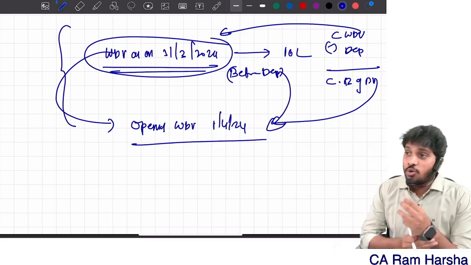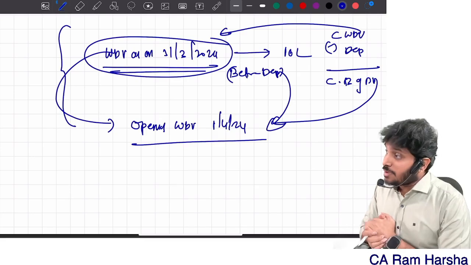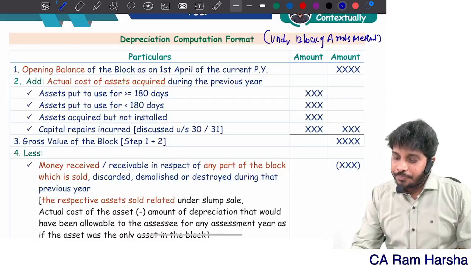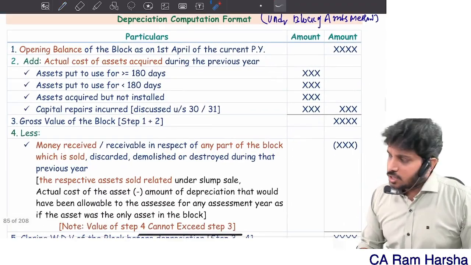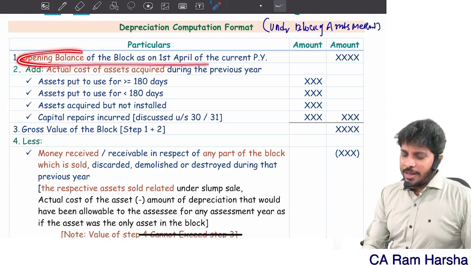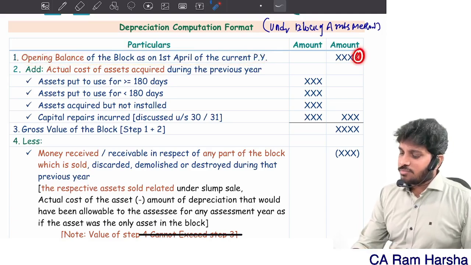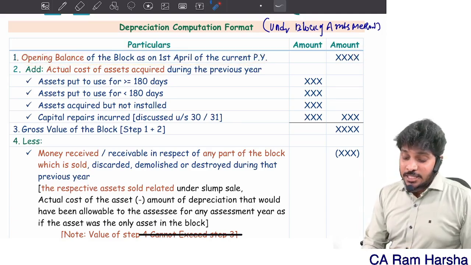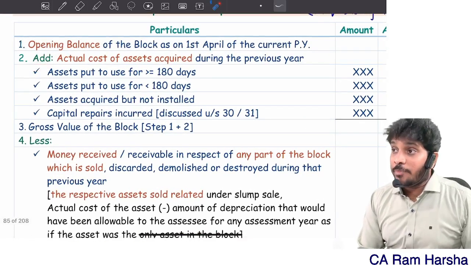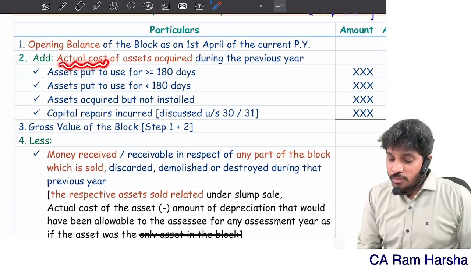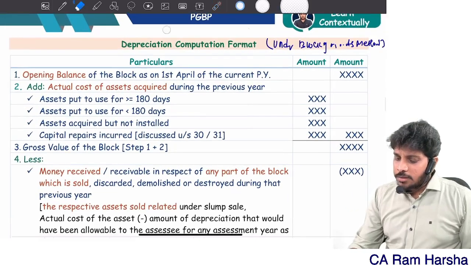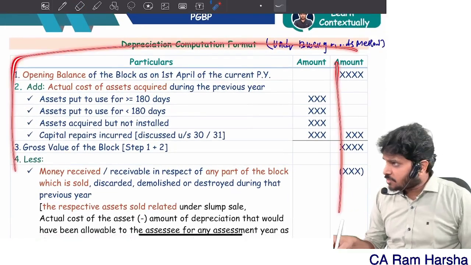Now let's understand how to compute depreciation under the WDV method with the block of asset approach. Suppose I newly started a business, the opening balance will be 0. Newly started business means many additions will be there. For additions, we add the actual cost of assets acquired during the year. By the way, this format is the right depreciation format.